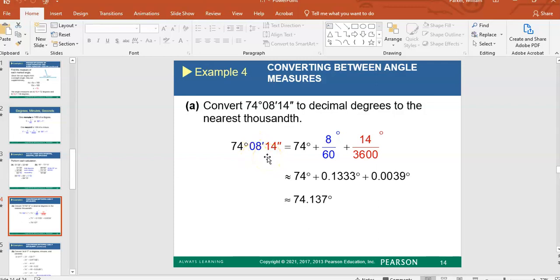We know the minutes is 1/60th of a degree, so I'm going to take 8 and divide that by 60, and that gives me 0.1333. But then my 14 seconds is actually 1/3600th of a degree, so I'm going to divide that by 3600 in my calculator, and I get 0.0039. Then I add my decimals together: 0.1333 plus 0.0039 gives me 0.137. So then it's 74 degrees plus 0.137, which gives us 74.137.